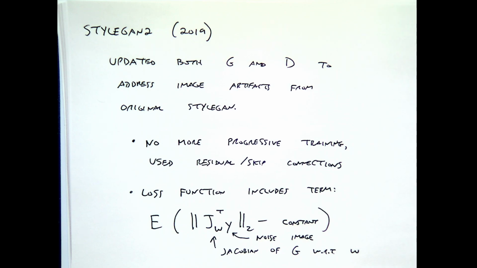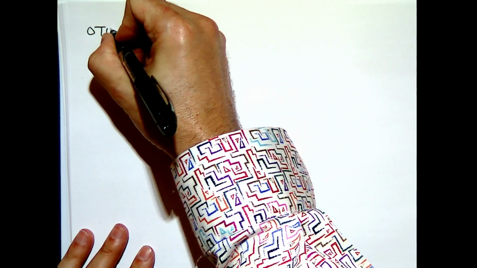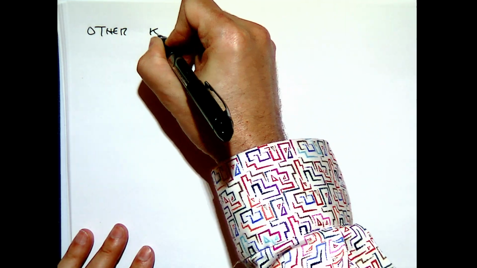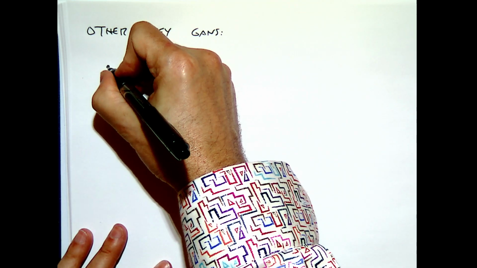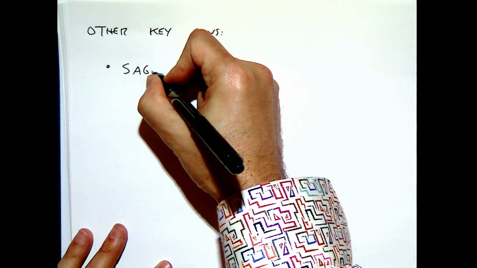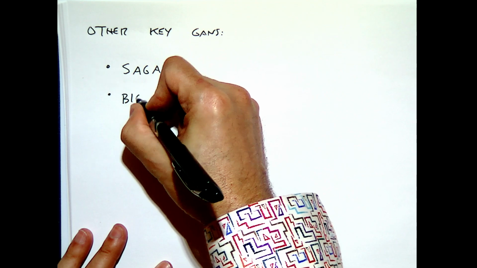Okay, and so I think it's probably fair to say that StyleGAN2 is still what a lot of people are going to think of as the state of the art in GANs, even though there was other stuff afterwards. Just to give credit where it's due, there were a bunch of other key GANs that you may have heard of. There was one called SAGAN, which stands for Self-Attention GAN, and BigGAN was another one that came out of DeepMind.